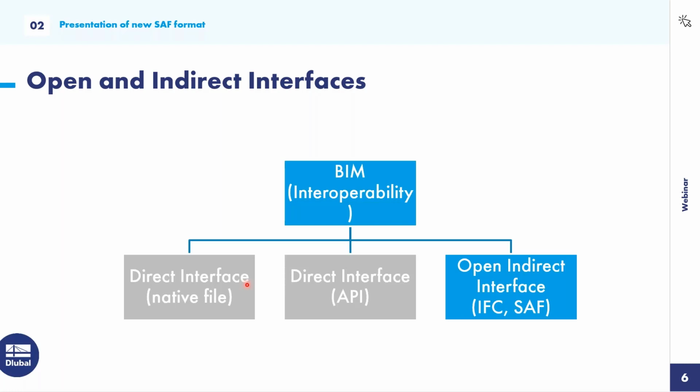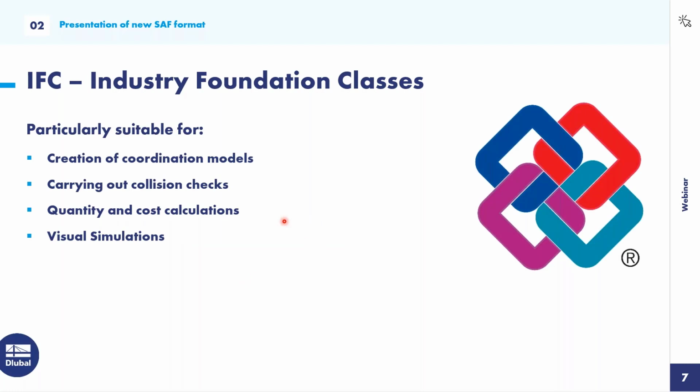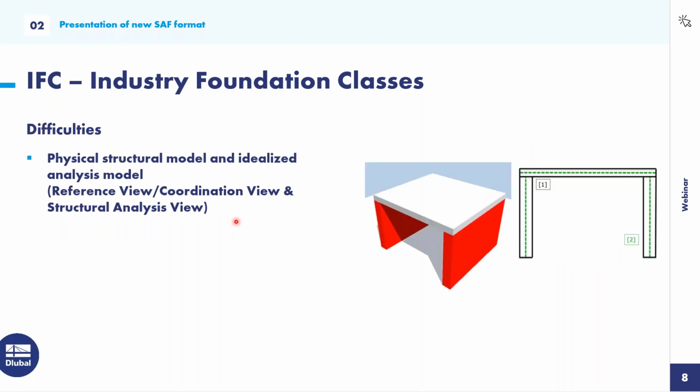In order to compare it, I would like to start with the IFC. Regarding the IFC, it may work for some applications like coordination models or the carrying out of collision checks. You can also do your cost calculations and some visual simulations. For all these application areas, the IFC format is quite good. But what we as structural engineers need to do is the exchange of structural analysis models. And there it can be complicated. And why? I will explain it to you right now.